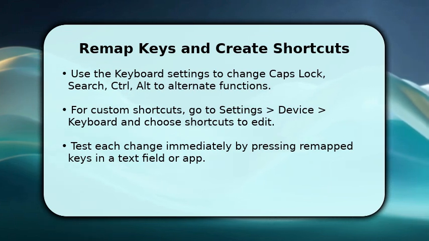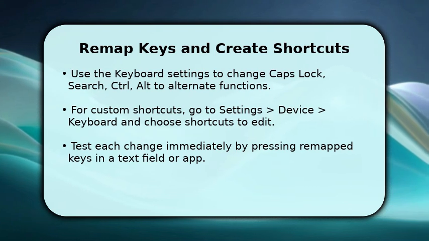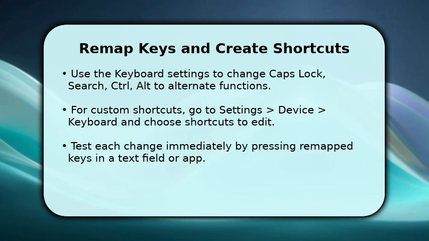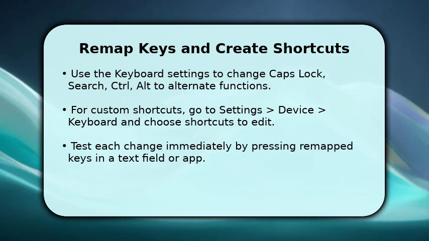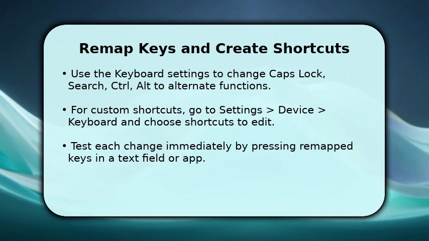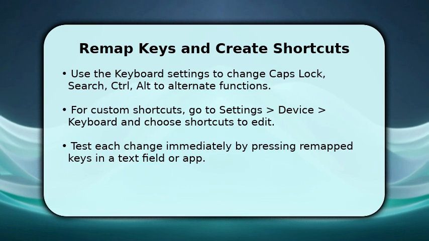For application-specific shortcuts, open Settings, go to Device then Keyboard, and add or edit shortcut combinations there to target apps or system actions. Make sure to test remapped keys immediately in a text field or the target app, so you confirm both the action and any unintended conflicts with existing combos.